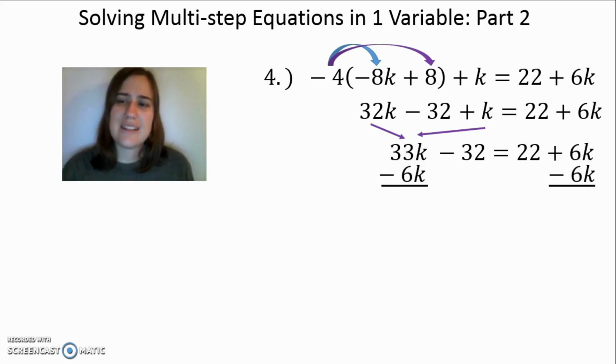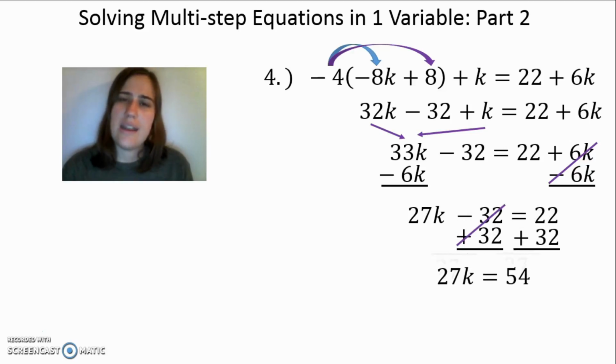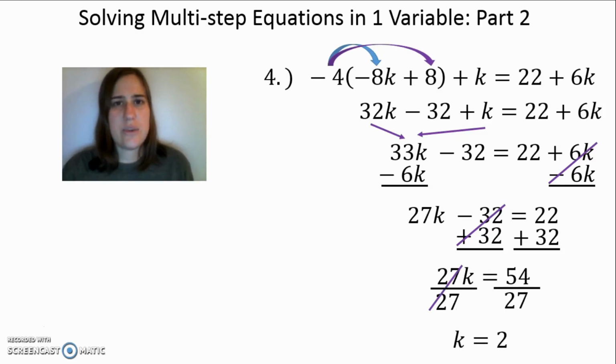We subtract 6k or 33k. It doesn't really matter. I chose to subtract 6k to eliminate one of the k's, and I have 27k minus 32 equals 22. Now it's just a two-step problem, so I can add 32 and divide 27, and k equals 2.